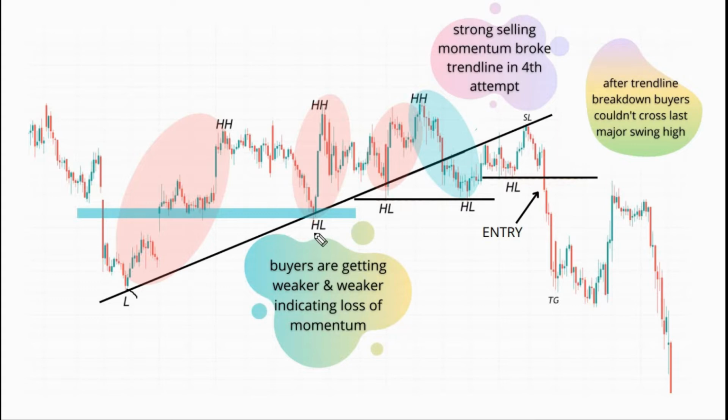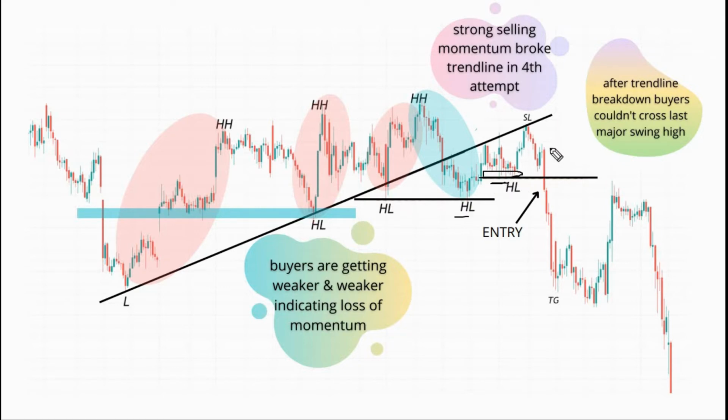It was a support. This trend line was a very strong support, but after breaking this trend line it became a strong resistance, and buyers couldn't cross this resistance and continue the prices towards the upside. So again see this consolidation phase. This was also a higher low formation.